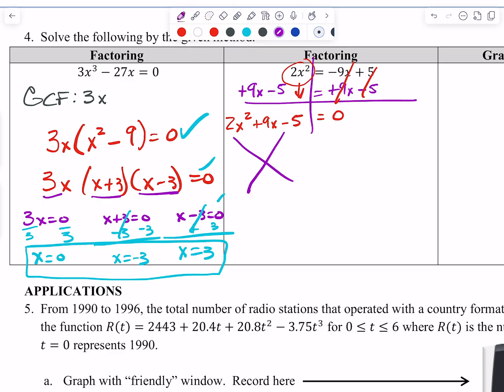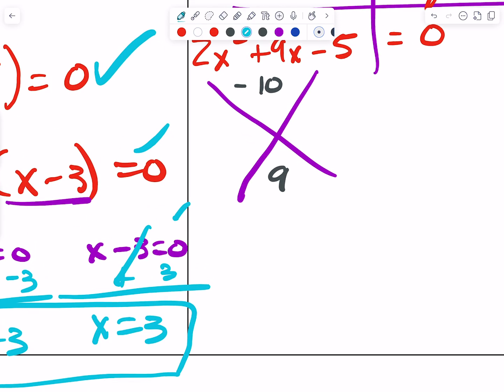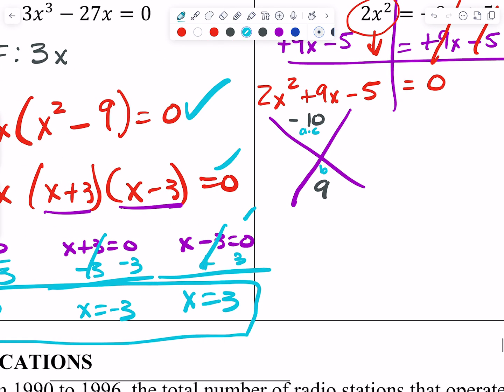So here we go. Remember, to get the top part, you do a times c. So we're going to do 2 times negative 5, which is going to give you negative 10. Then on the bottom, we just put the b term, so we're going to put the 9. So this goes here. Remember, the top is always going to be a times c. The bottom is just your b term. And then as always, your puzzle, you're thinking of two numbers that multiply to give you negative 10, but add up to give you 9.